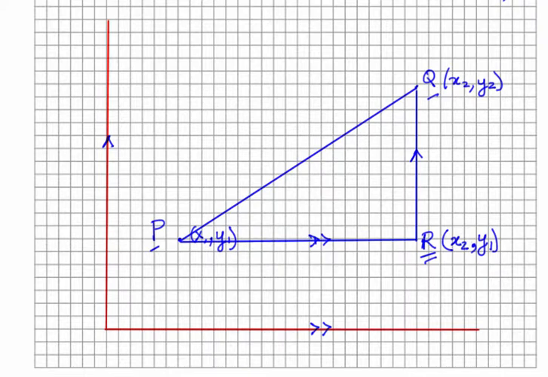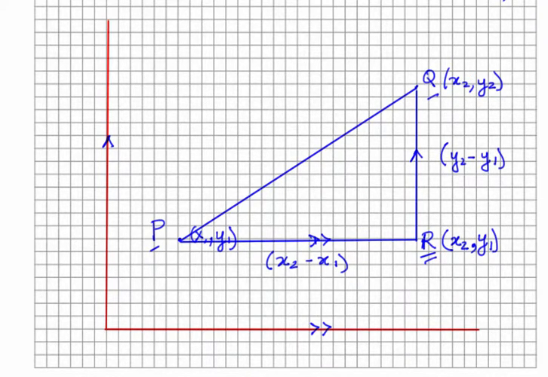Now, it's much easier to compute the size of PR because in the line PR, the y-coordinates don't change, so the size of PR is just x2 minus x1. And similarly, in the line QR, the x-coordinates don't change, so the size of QR is just y2 minus y1.